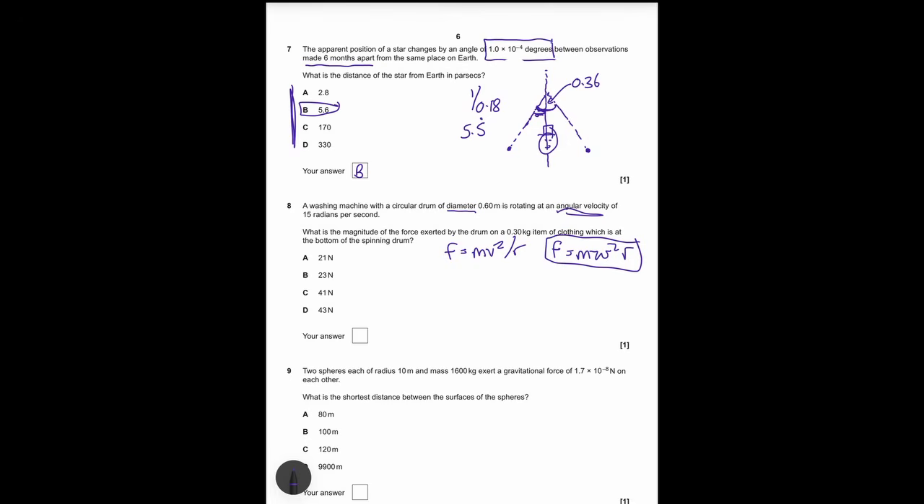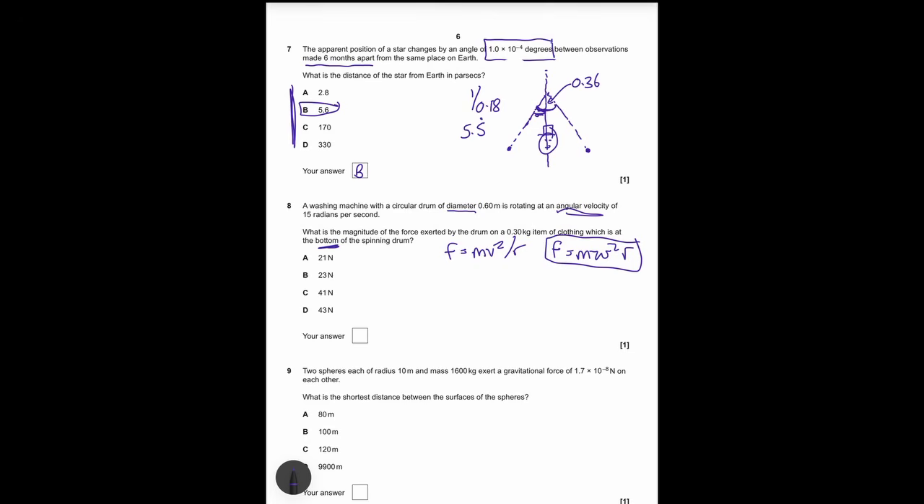And is there anything else that stands out to me? So it says, what's the magnitude of the force exerted when it's at the bottom of the spinning drum? Well, why would it say the bottom? Why doesn't it just say, when it's in the spinning drum? The fact that it's giving me that means that I'm going to have to talk about something specific about the fact that it's at the bottom. So maybe, like we did earlier, I have to draw a diagram to help me understand it a little bit better. Well, let's just do what I can first.